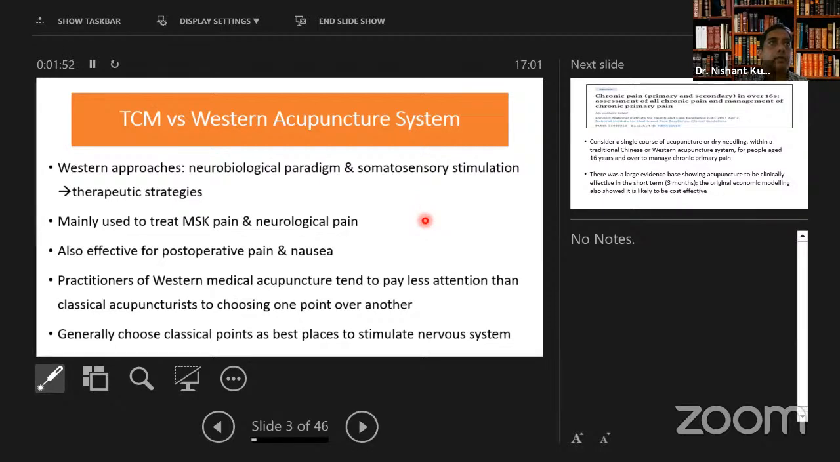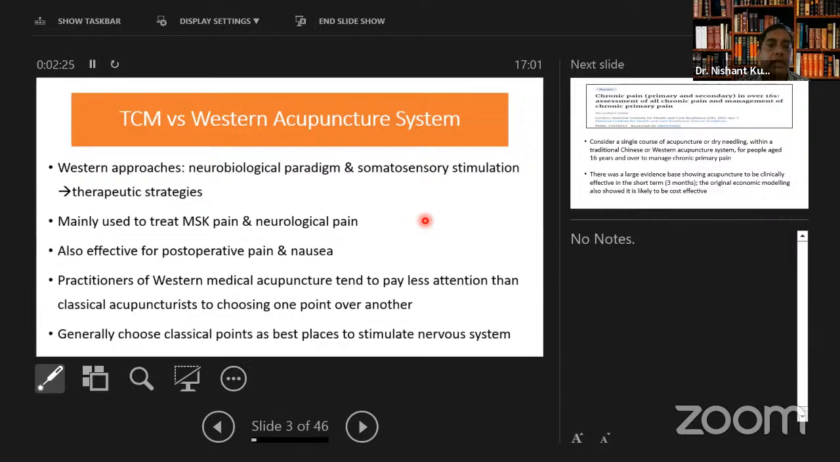Though we have learned a lot of things about other medical conditions, mostly in acupuncture practice nowadays, it is limited to the treatment of MSK and pain and neurological pain. You may see in newspapers diabetes and other management also, but most of it is now limited to MSK and neurological pain with very effective results, as well as postoperative pain and nausea and vomiting.